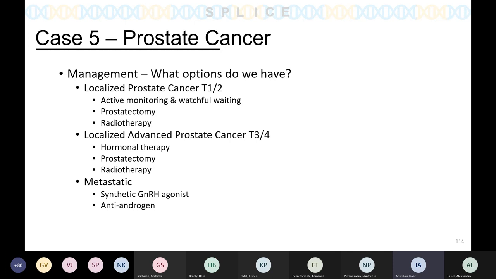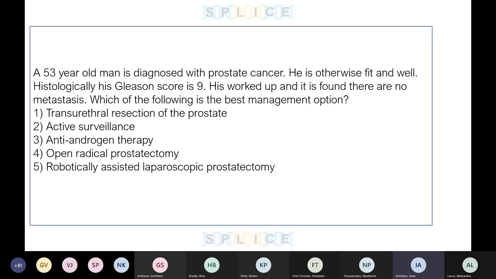As you can appreciate, if the cancer is more advanced and metastasized, you're going to need more intensive treatments. If it's localized, active monitoring and watchful waiting is used, especially if the patient's older and they don't have many symptoms. Removal, radiotherapy for your localized ones, you can use your hormonal therapies, and if there's metastatic, anti-androgen and synthetic GnRH antagonist. I wouldn't really know much more than that, to be honest. These questions are just a bit more challenging for the sake of it, but the principles are basically the same.